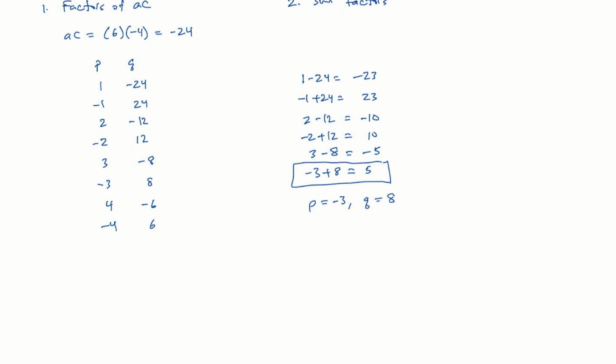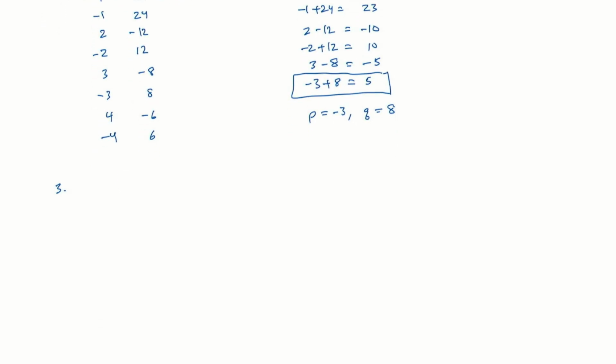Okay, so now we're ready for step 3. We'll put it over here. Now we're going to rewrite our original problem, 6x squared plus 5x minus 4, using the P and Q. So we are going to have 6x squared, and what we're doing is replacing the 5x with px plus qx. And so our p is minus 3, so we will have minus 3x plus 8x. Together they make the 5x, and then we have the minus 4.